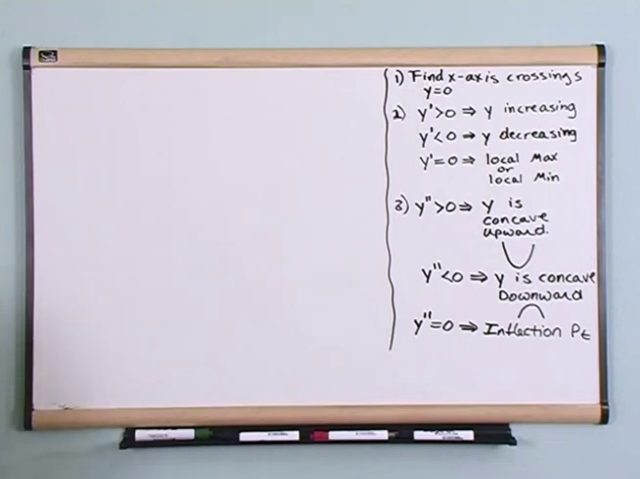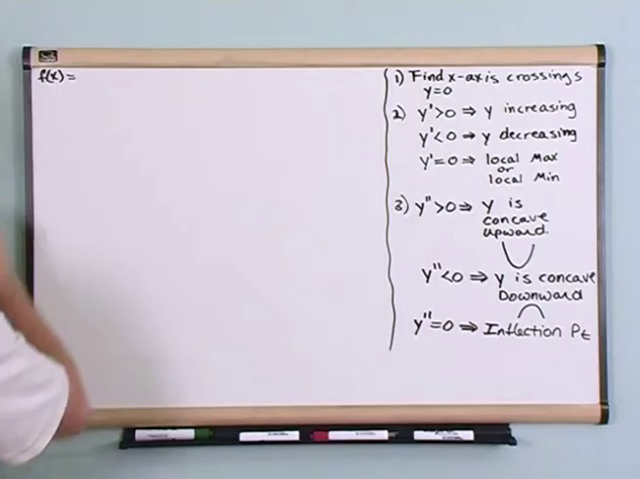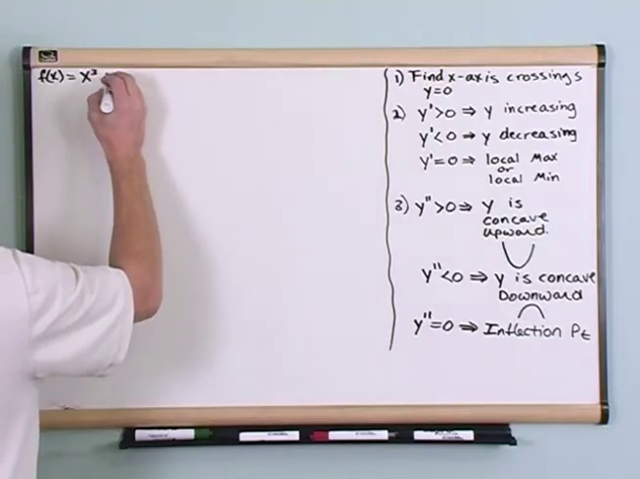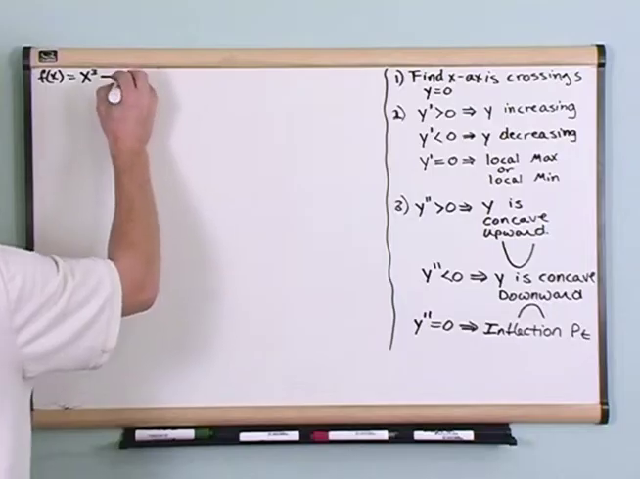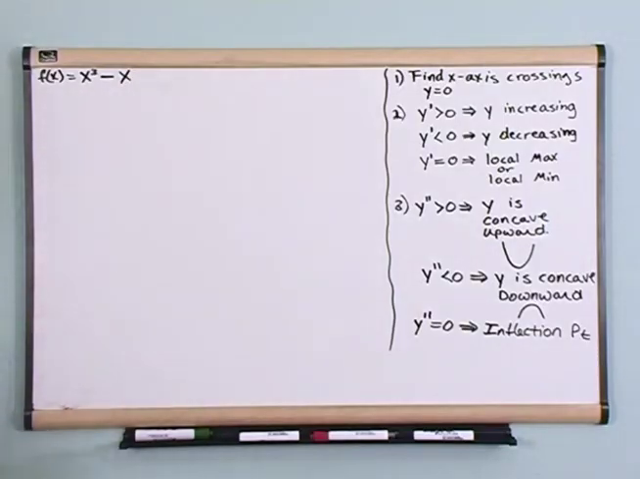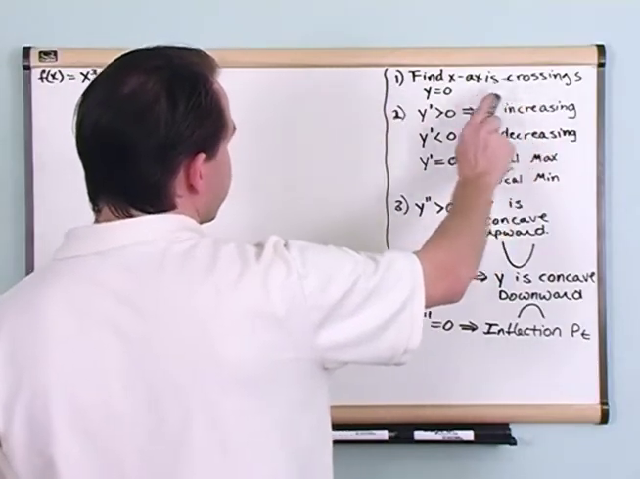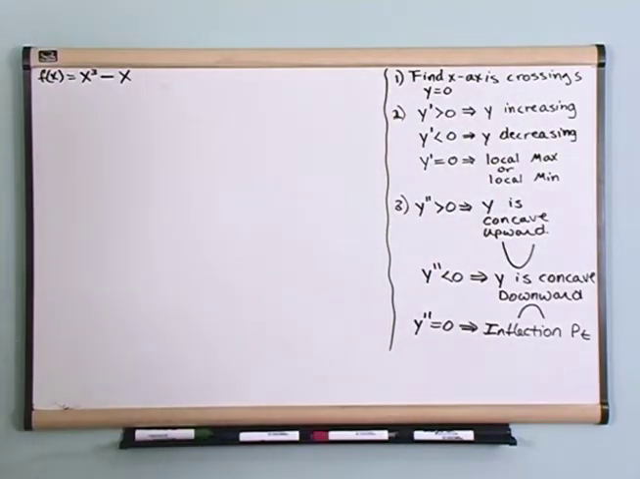So the problem, on a test or something like that, is: you have f of x equals x cubed minus x, and the problem is to graph this. Even though I told you that you can get a much more accurate sketch by finding the x-axis crossings, I'm not going to do that, and you're going to see why. It's an optional thing. You don't always have to do that.